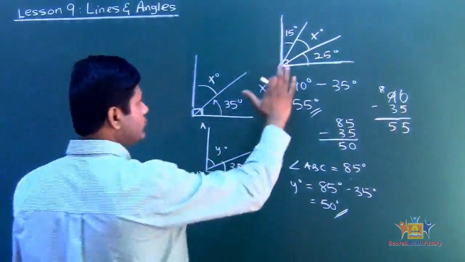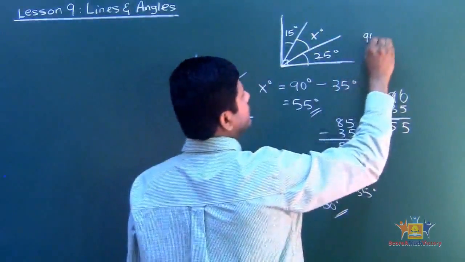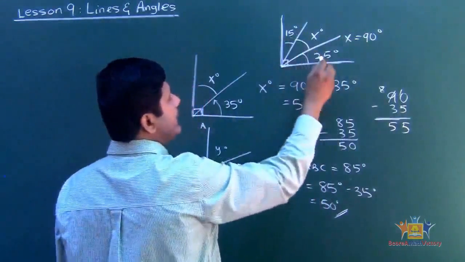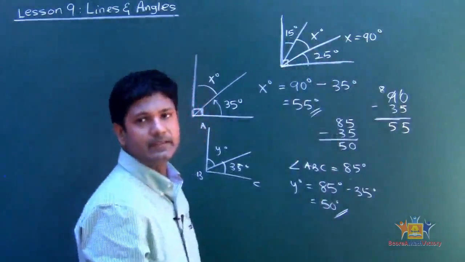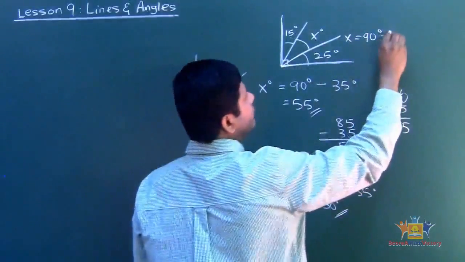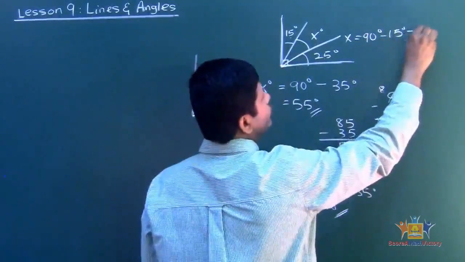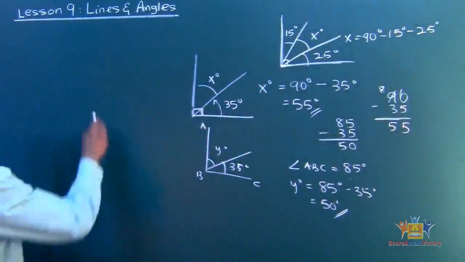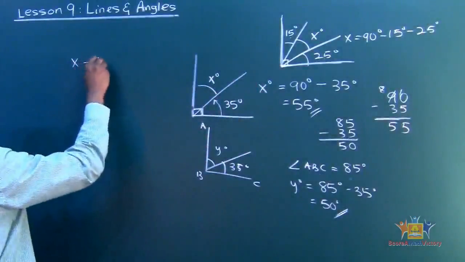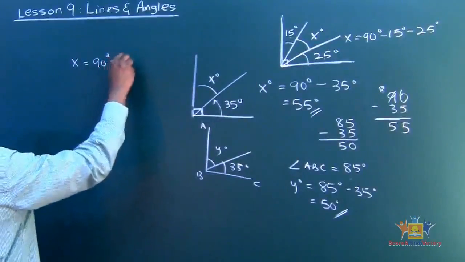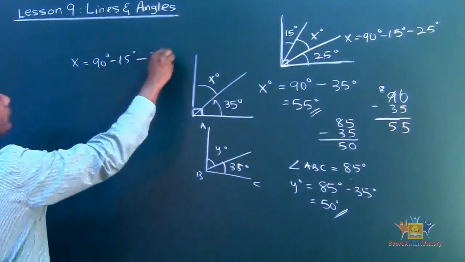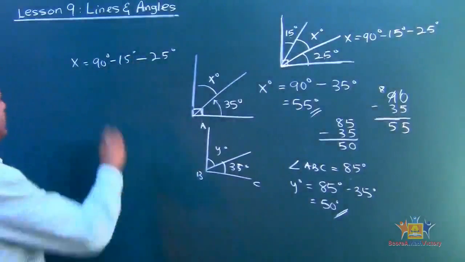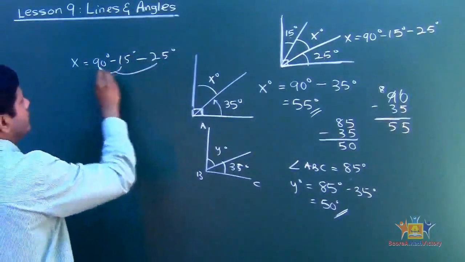So we know that's 90 degrees. In order to find X, I take 15 and 25 out of the 90. So I'm going to minus 15 and minus 25. Let Mr. Mac write it over here. X equals 90 degrees minus 15 degrees minus 25 degrees. We're going to use that pairing method. We're going to pair this first, and then we're going to solve it.